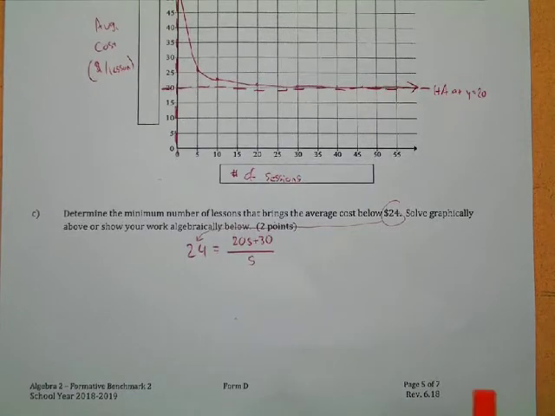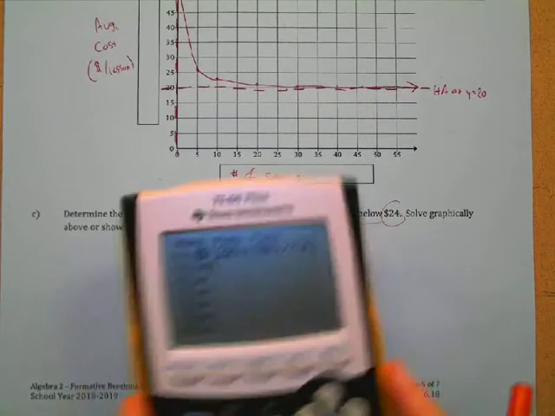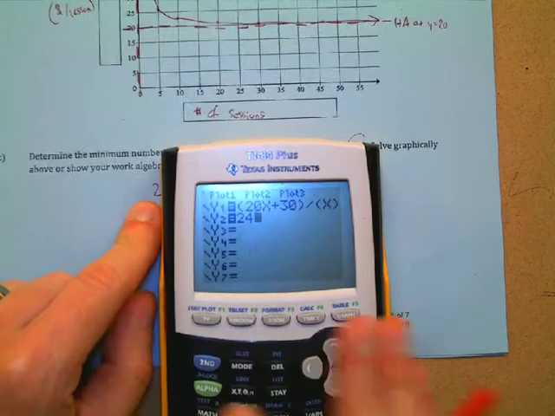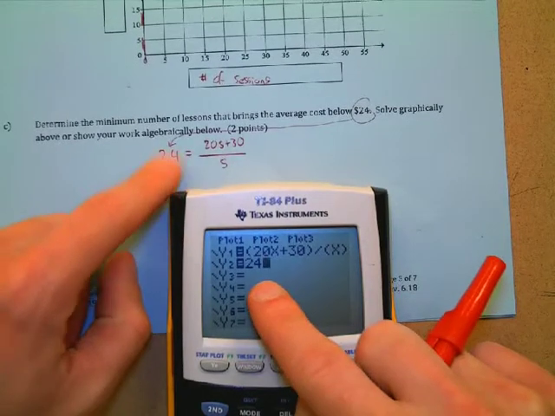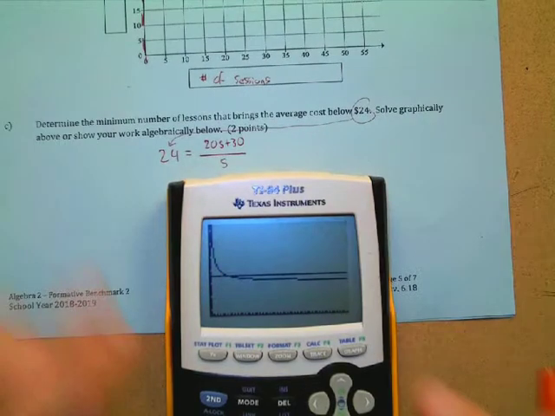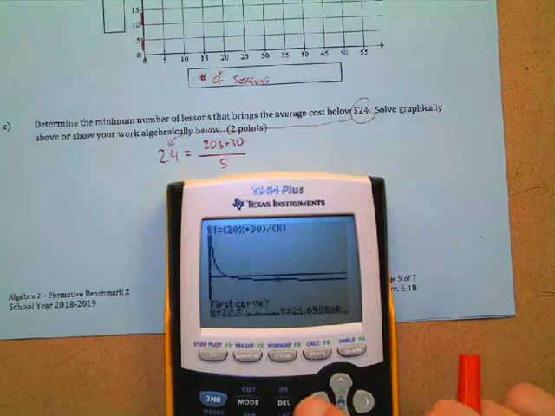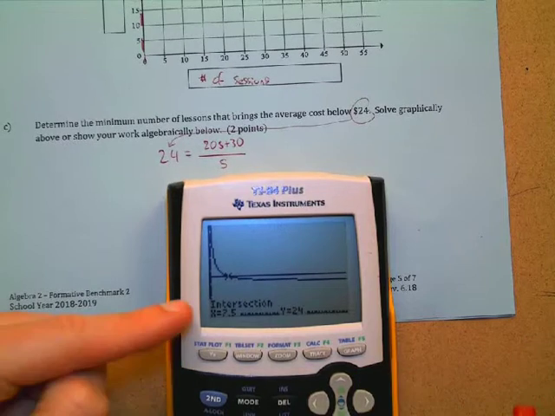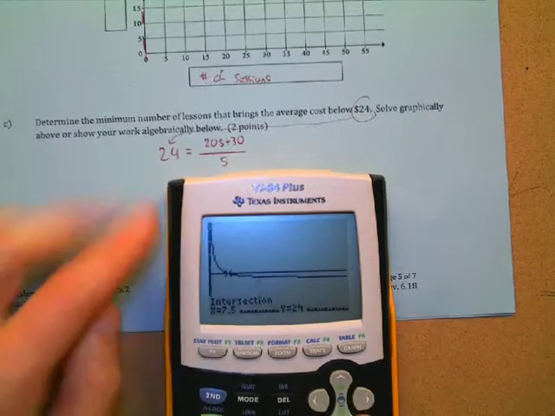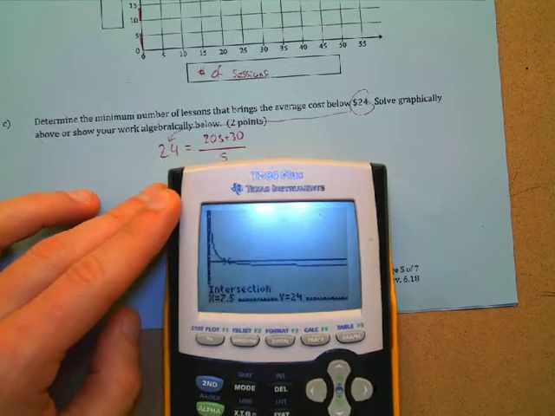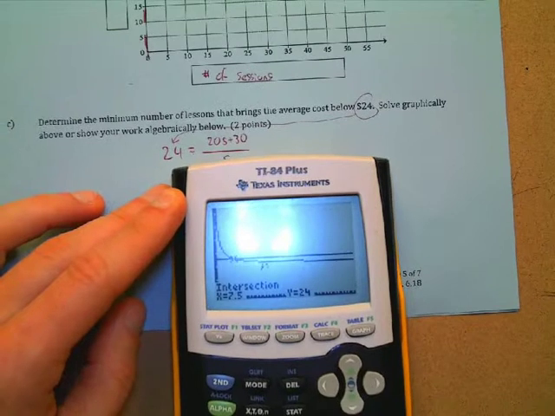We also could use our graphing calculators. Just graph that 24 in your y2. So I'll graph the left-hand side in y2 in this case, and the right-hand side in y1. I'll just graph it, and look, there's the point of intersection right there. So second trace, intersect, and I'm just going to go close to the point of intersection, and then hit enter, enter, enter. And there you go. At 7.5, and so that, of course, will be how many sessions, because you can't do half of a session probably. So how many sessions will it take to bring the average cost below $24?